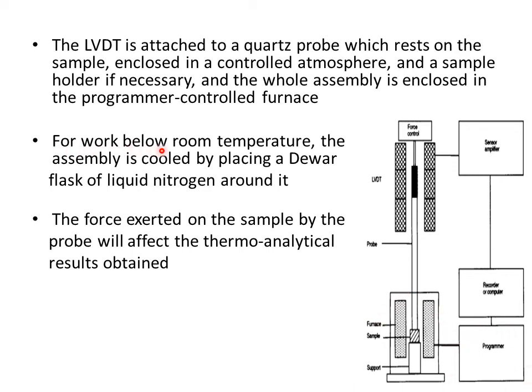For work below room temperature, if we want to work below room temperature, we may require another assembly. And what is that? The assembly is cooled by placing a Dewar flask of liquid nitrogen around it. So we use a Dewar flask of liquid nitrogen, which is used to decrease its temperature below room temperature.